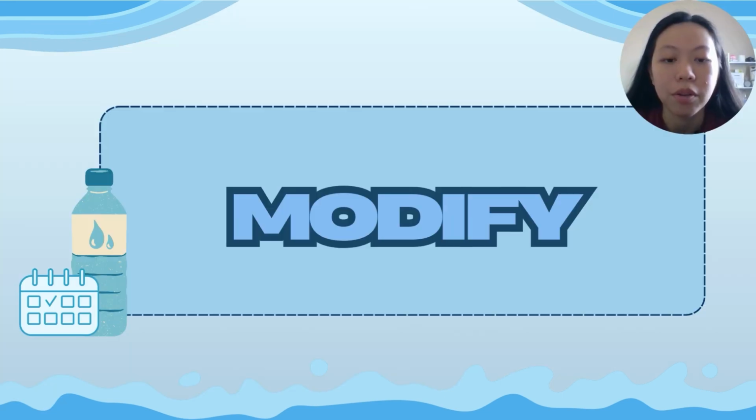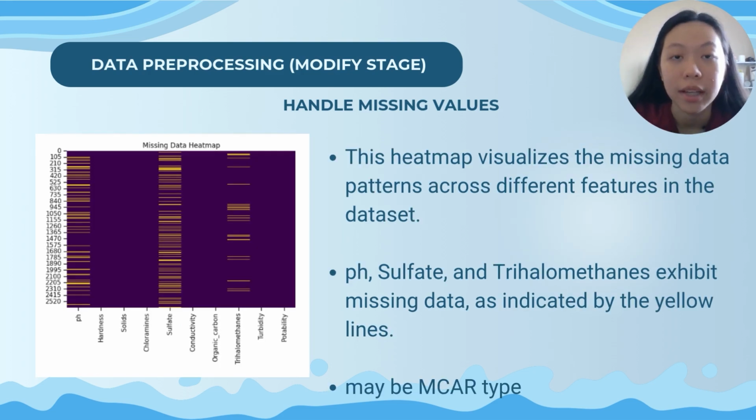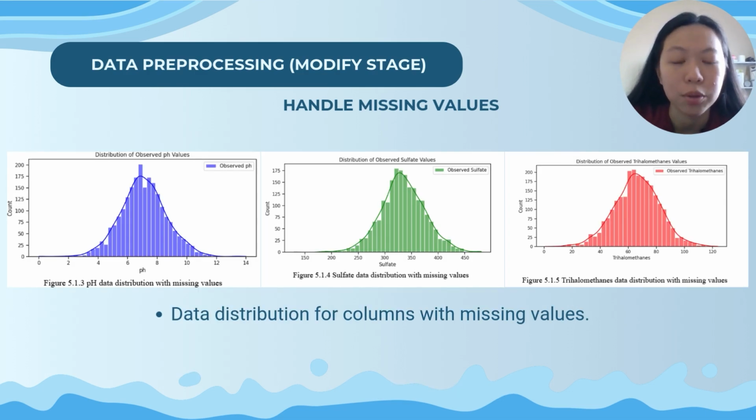So now we're going to perform the modify stage. We found out that the pH, sulfate, and trihalomethane columns contain missing values. We have plotted the heat map and the yellow line shows that there are missing values, so we predict that it is likely the MCAR type. And this is the data distribution for the columns with missing values before performing the imputation technique.